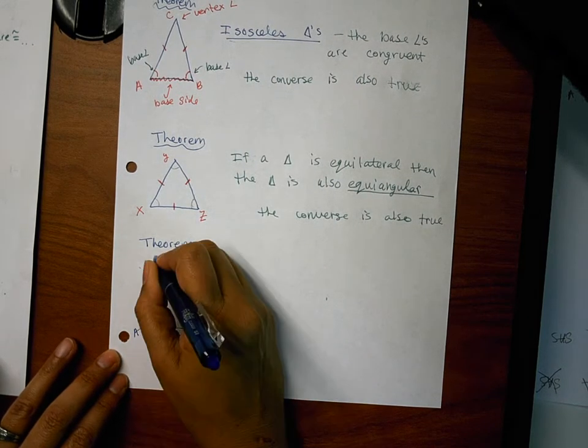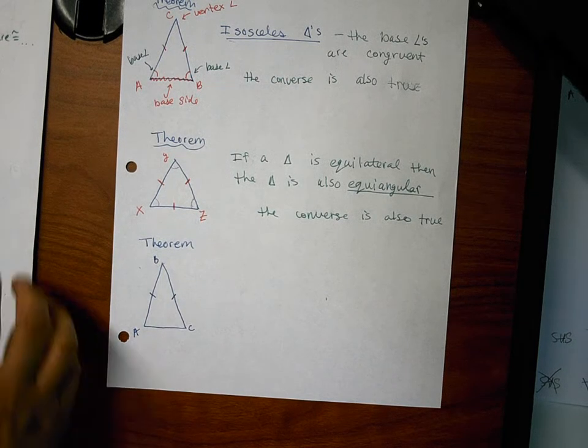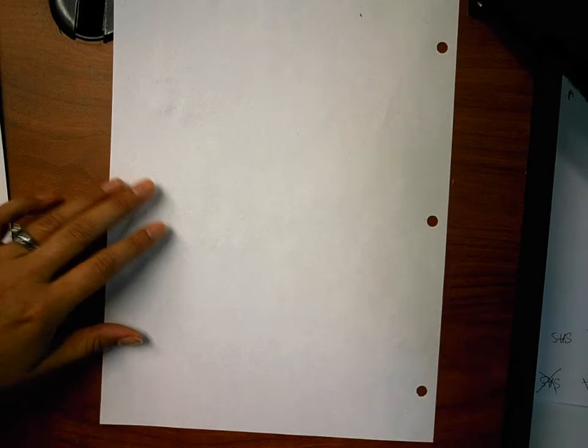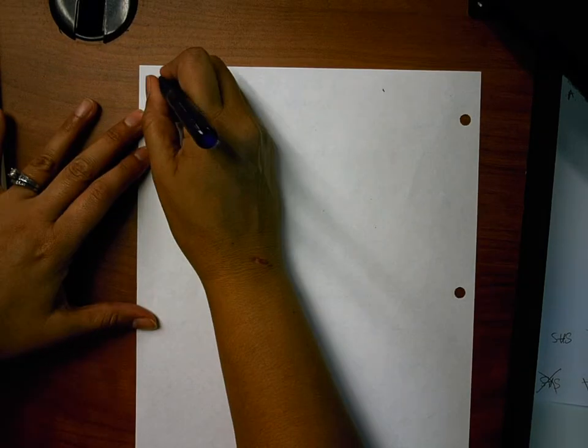We're going to draw an isosceles triangle, ABC. That's all we're going to draw for now. We'll do the rest together in class. All right.